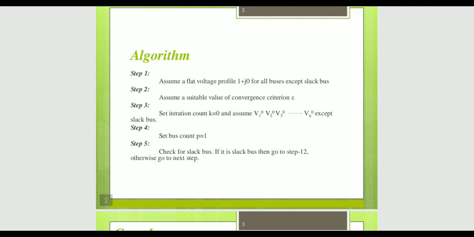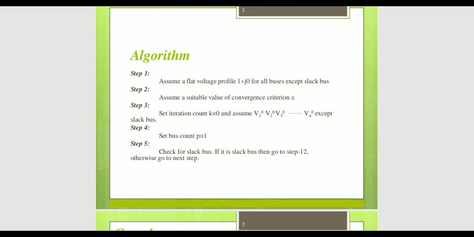Coming to the first slide, it gives you the procedure for how to solve the load flow equation in different steps by using an algorithm. In the first step, you are going to assume a value of the slack bus voltage. As we have discussed in the previous video on load flow studies, the slack bus can also be called a reference, but you need to assume the value of voltage, which can be taken as 1 plus j0.